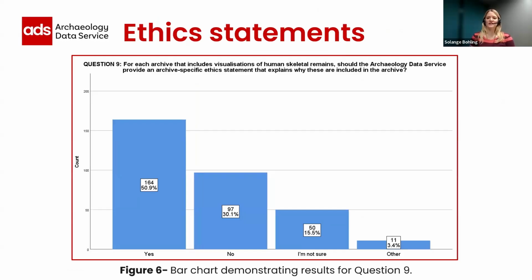The next question addressed the inclusion of an archive-specific ethics statement in each archive that contained data from human remains. Although a slight majority of participants preferred an archive-specific ethics statement to be included, around 51%, a large portion of participants did not, around 30%, as shown in Figure 6.